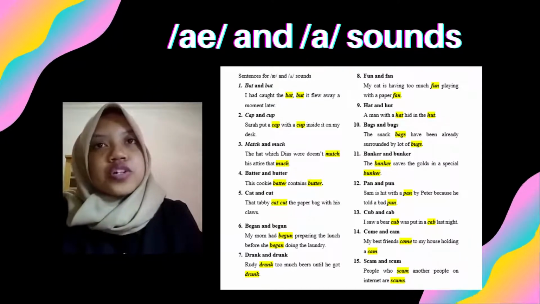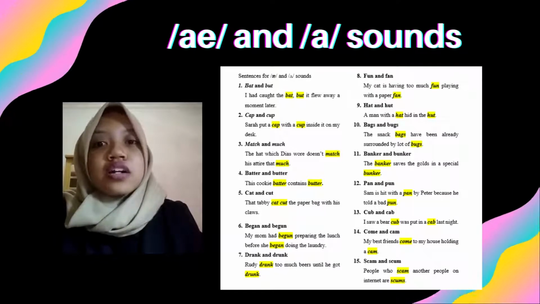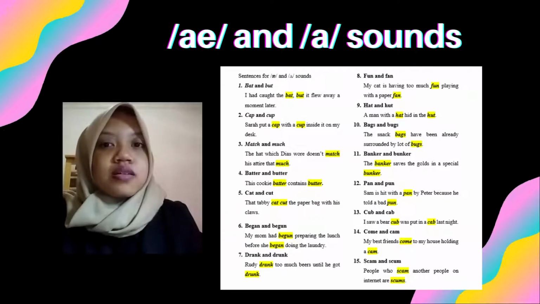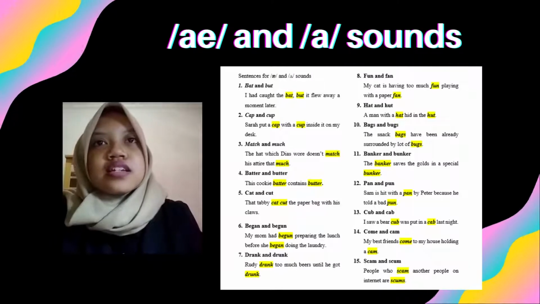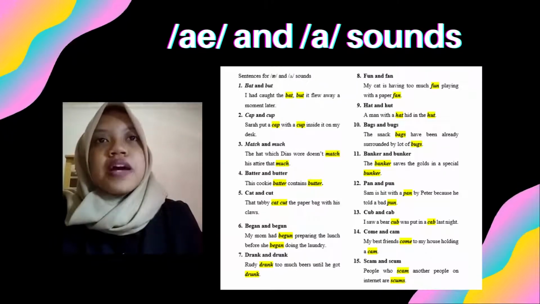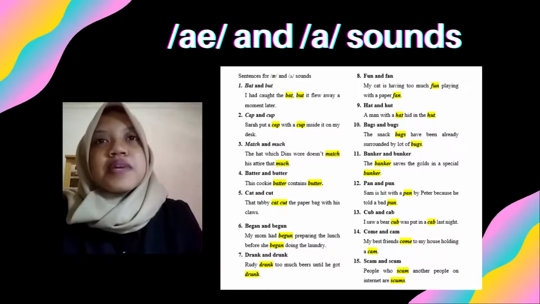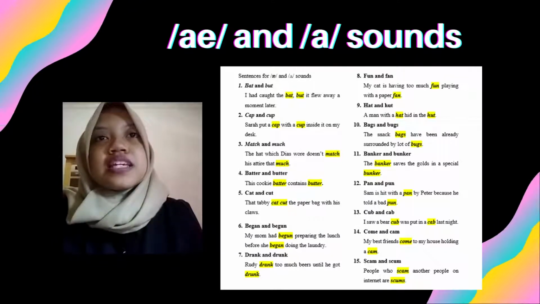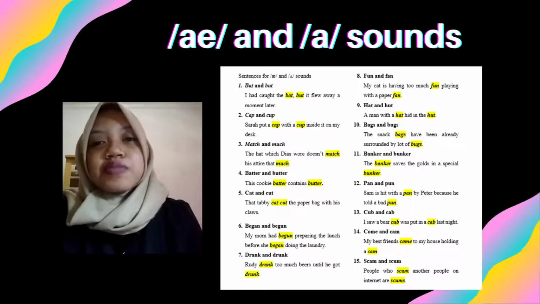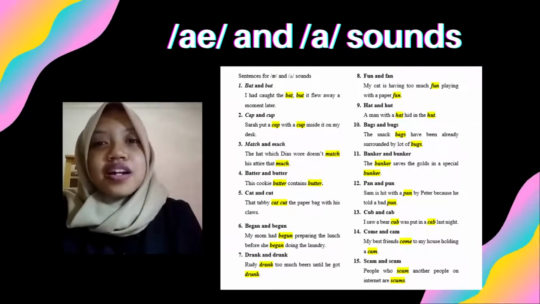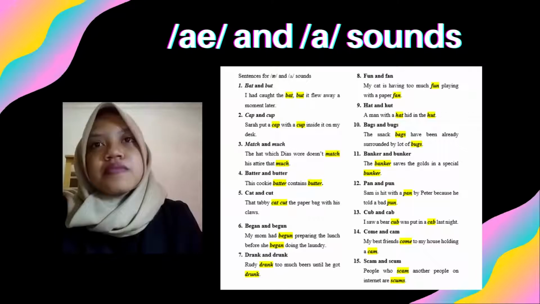And then number 12, we have pan and pun. Sam is hit with a pan by Peter because he told a bad pun. Sam is hit with a pan, P-A-N, by Peter because he told a bad pun, P-U-N.